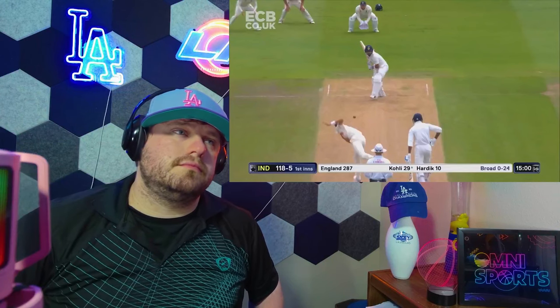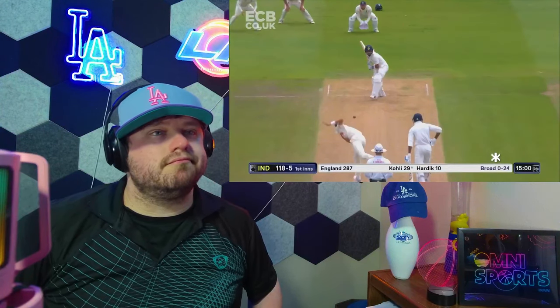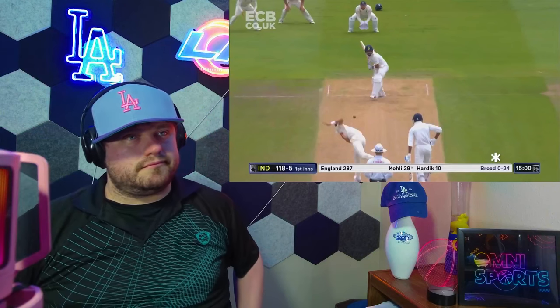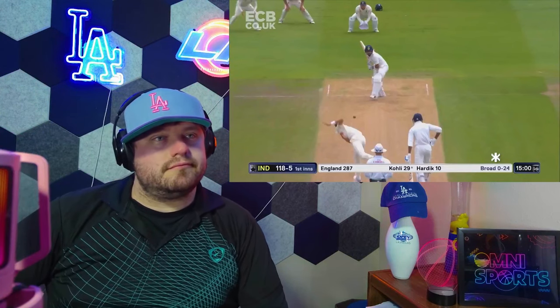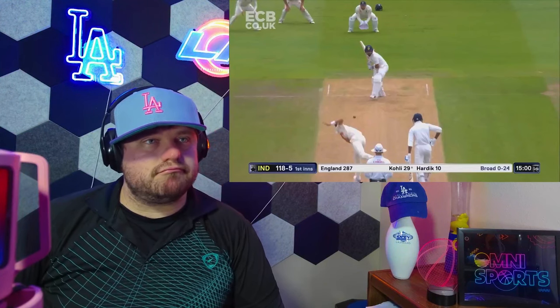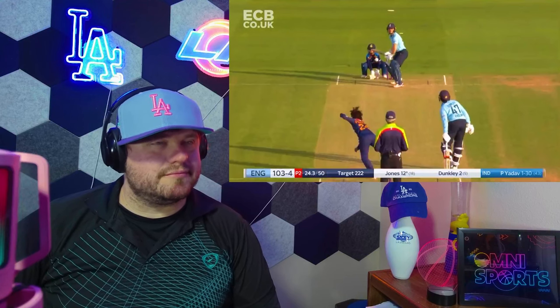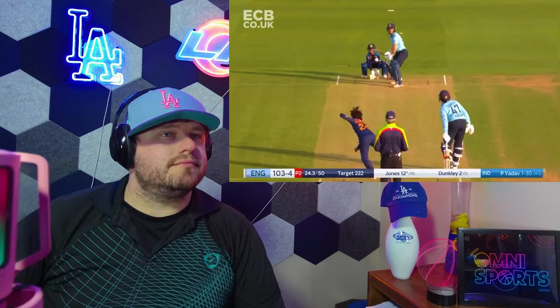Then at the end, it says Broad 0 for 24. This means that Broad, the bowler, has taken 0 wickets so far and has allowed 24 runs. And then the 15 o'clock over there, that's just the time of the day. It's 3 p.m. Now, for a limited overs match, there's a little bit more information that you need to know.